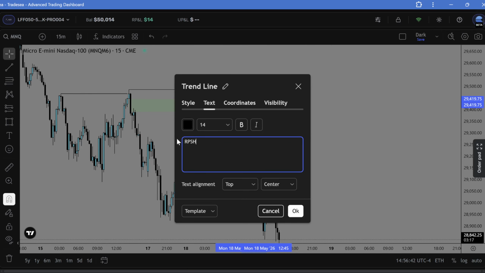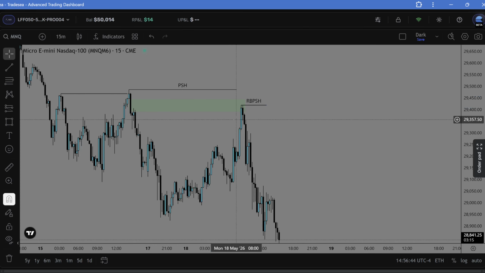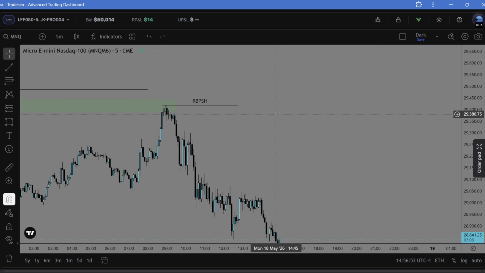And what I mean by that is it is a protected swing high, but because it has rebalanced the range of an original protected swing high, right? Stay with me. So that means this shouldn't get taken either, okay?